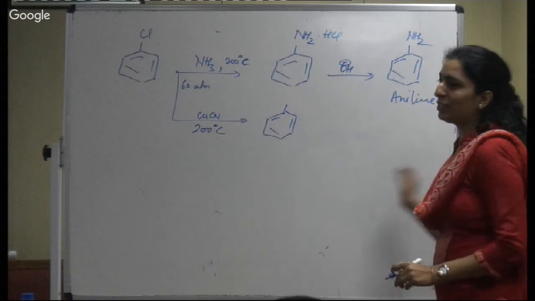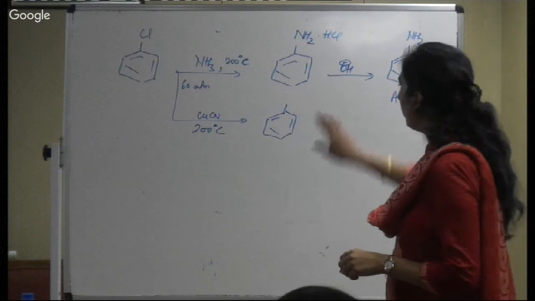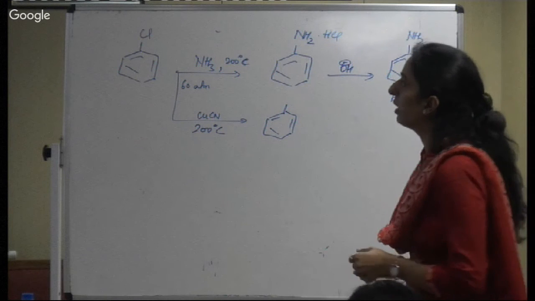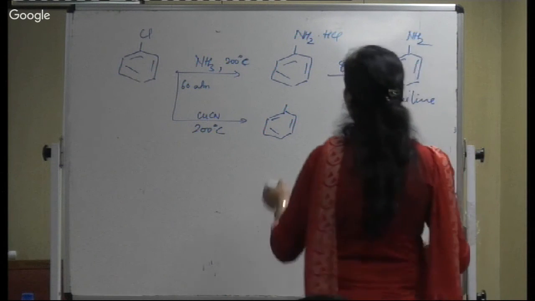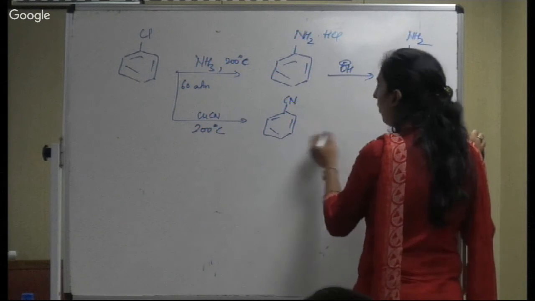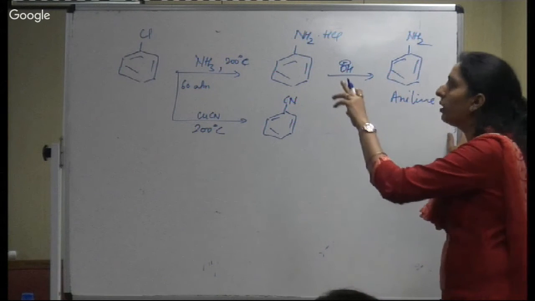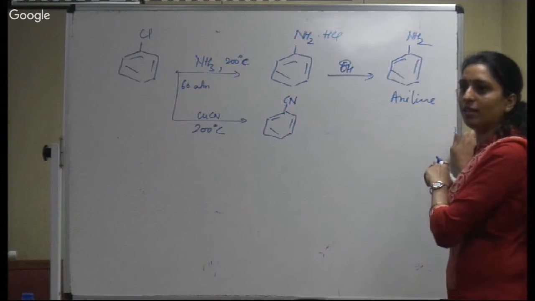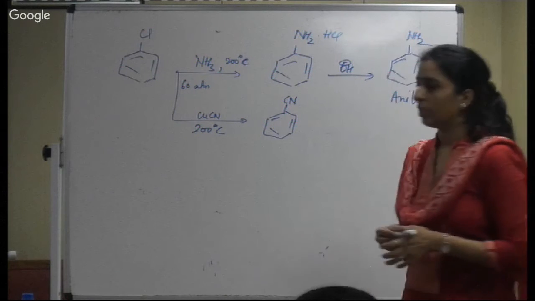This is an extension I wanted to say. Can you tell me what will be the product? Benzonitrile. If I hydrolyze, it will become benzoic acid. So you can convert chlorobenzene to benzoic acid, depending upon the reaction condition, definitely.